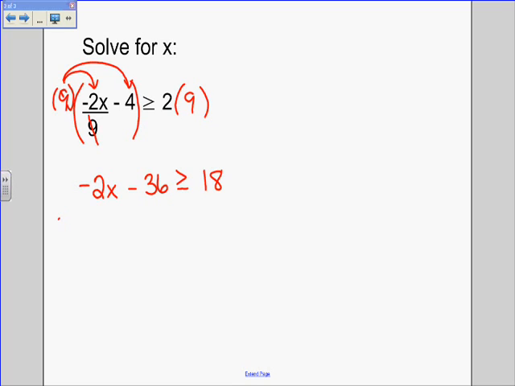I don't need to change the direction of my sign because I didn't multiply or divide by a negative number. And we remember that's our rule for solving inequalities. From here on in, it looks exactly like our last example, so I'll be adding the 36 on both sides.